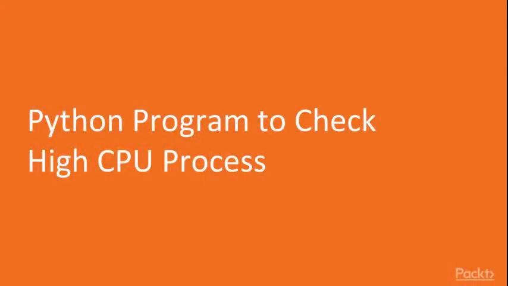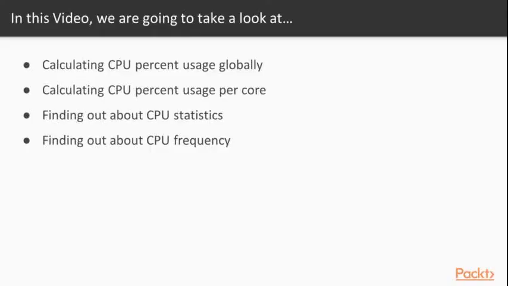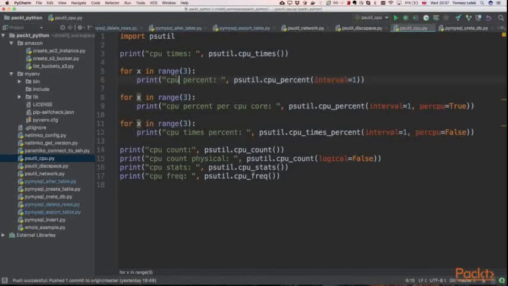In this video we'll be using psutil to create a Python program to check high CPU processes. So we will start by calculating CPU percentage usage globally, then we'll try to extract that information per core. Next we'll be finding out about CPU statistics, and also we'll try to extract information about CPU frequency. So let's see the code.